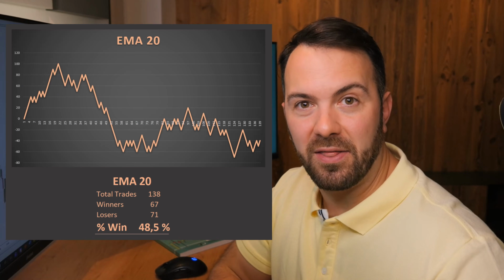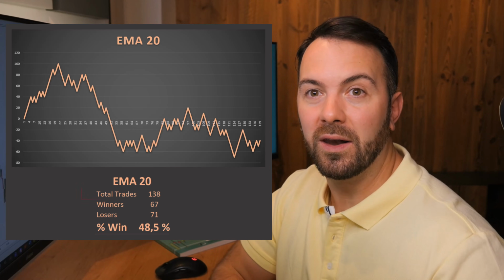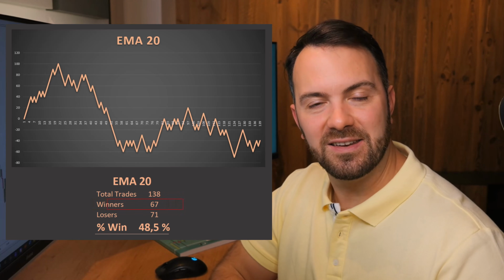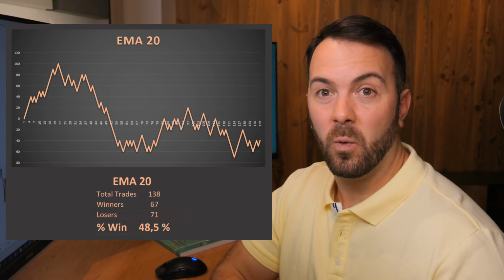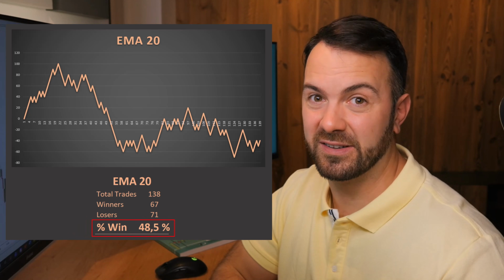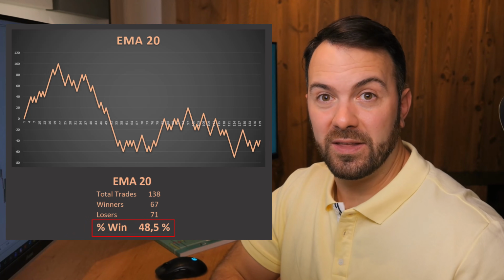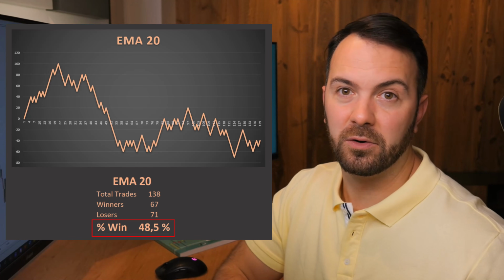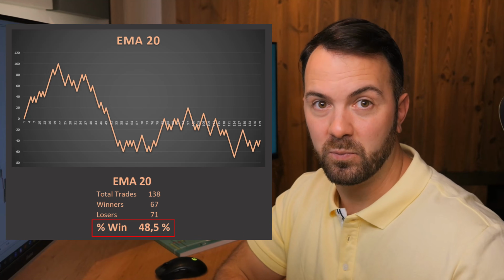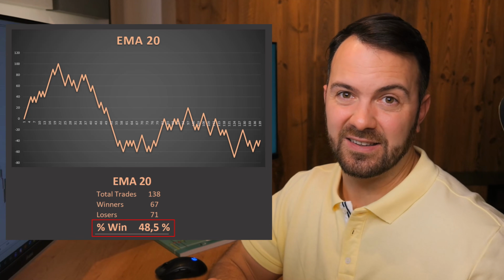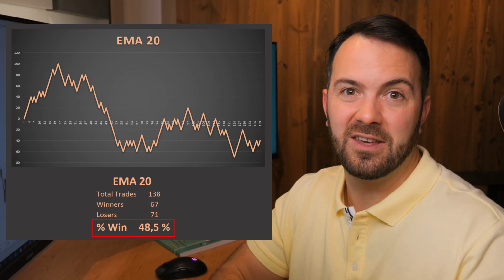I ran a small backtest of this strategy and here is what came out of it. In the last 2 months on EURUSD, there were 138 trades, 67 winners and 71 losers, which gives us a win rate of only 48.5%. I tested it with a 10 pip take profit and 10 pip stop loss, so the risk-reward ratio was 1. So what does it tell us? It tells us that instead of using this strategy, you might as well toss a coin.